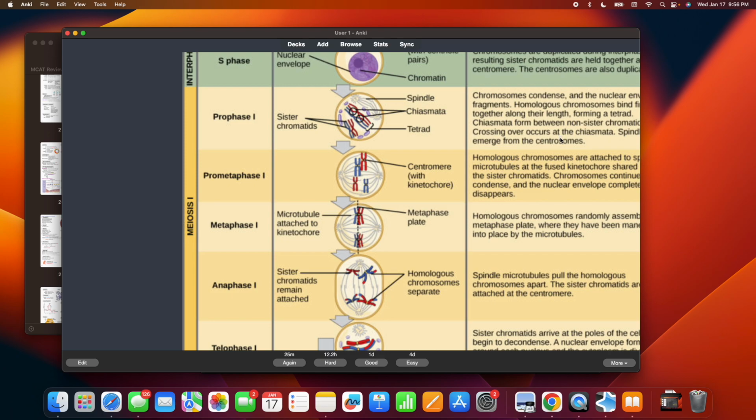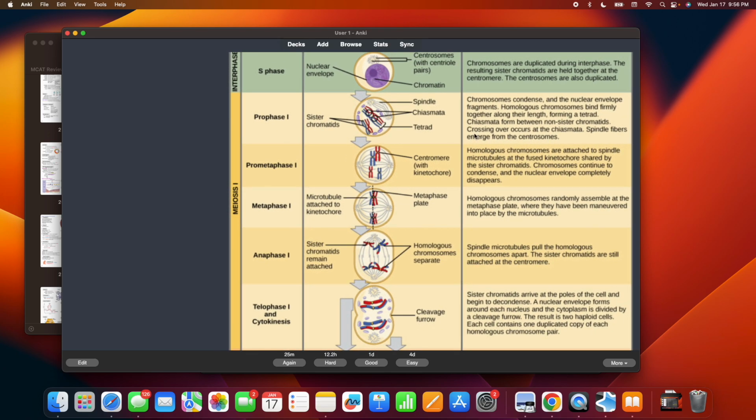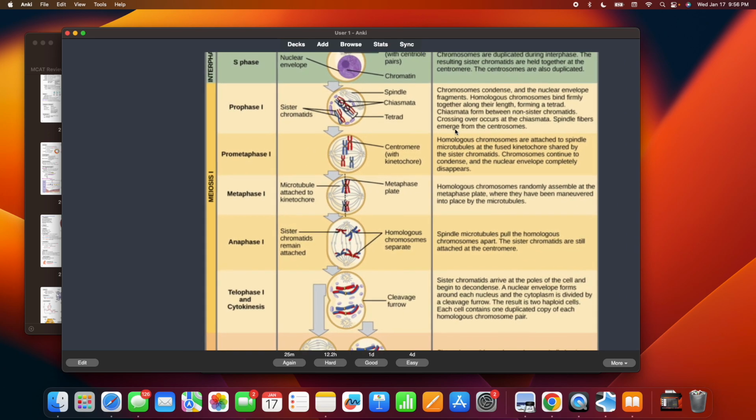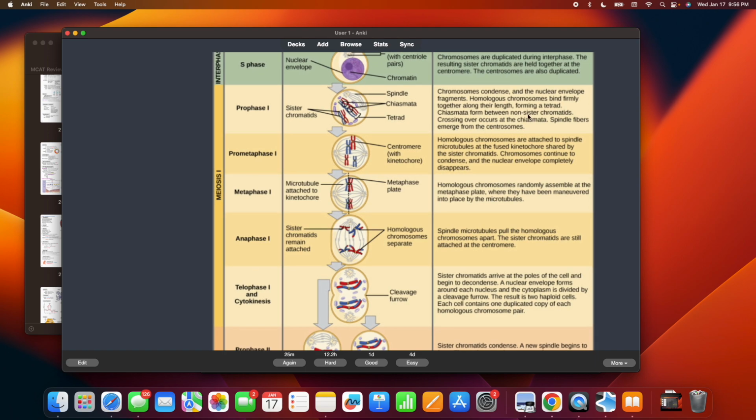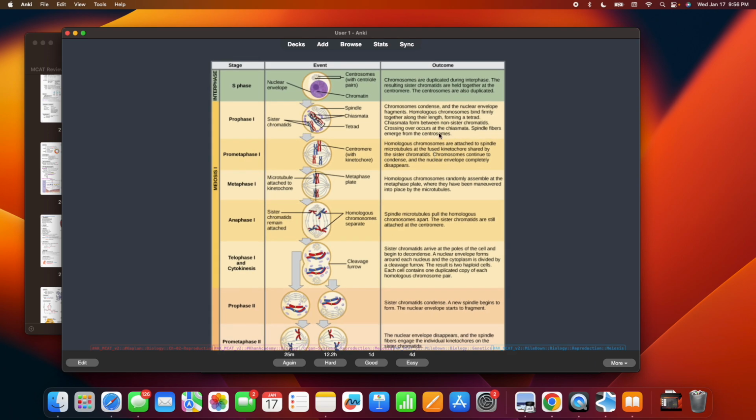Crossing over occurs at the chiasmata. Okay, that's when you have the crossing over at the chiasmata. Spindle fibers emerge from the centrosomes. And from the centrosomes, the spindle fibers emerge.